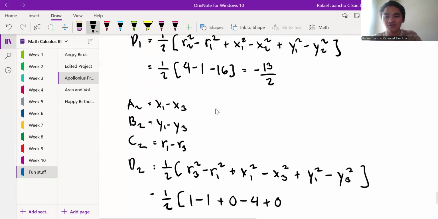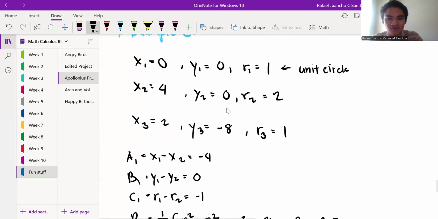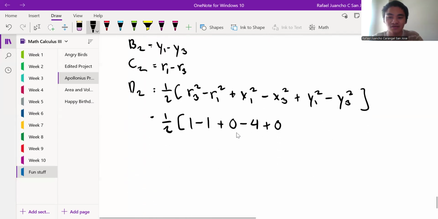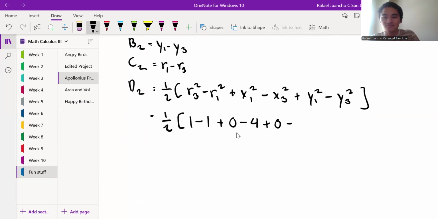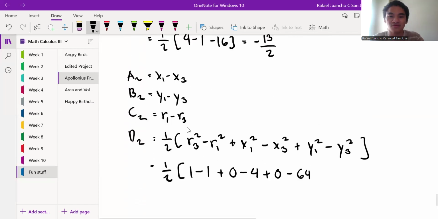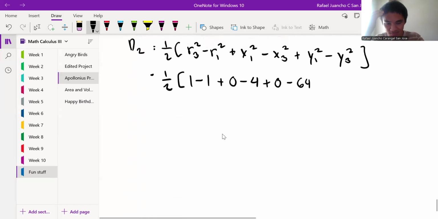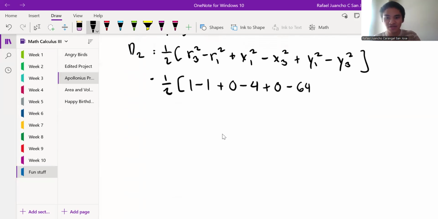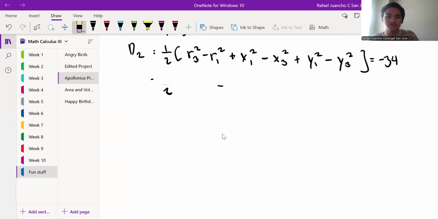And lastly, my y sub 3 squared is 64, right? Okay, I hope I got that one. Yeah, so here I just have 0, minus 4, minus 64, minus 68 over 2. I got negative 34, should be. Yeah, because negative 68 divided by 2 is negative 34. And that should be it, right?